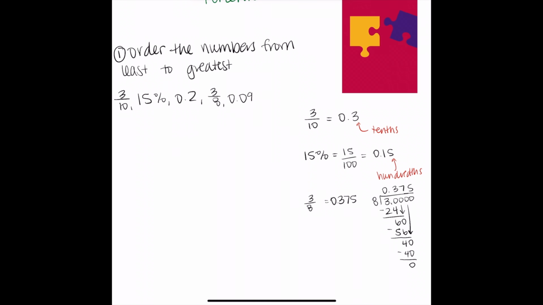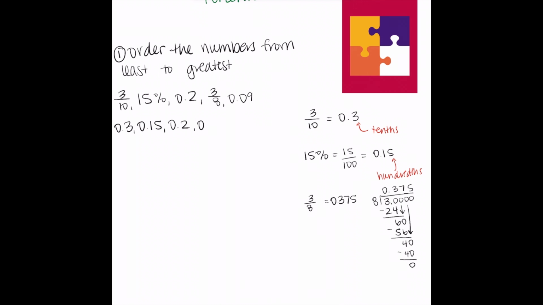So now that we've got everything in decimal form, let's look back at our directions. Our directions say to order everything from least to greatest. So we'll write all the decimals we already have at this point. The 3/10 was 0.3, the 15% was 0.15, the 0.2 just the same, 3/8 was 0.375, and then the 0.09 is also just the same.